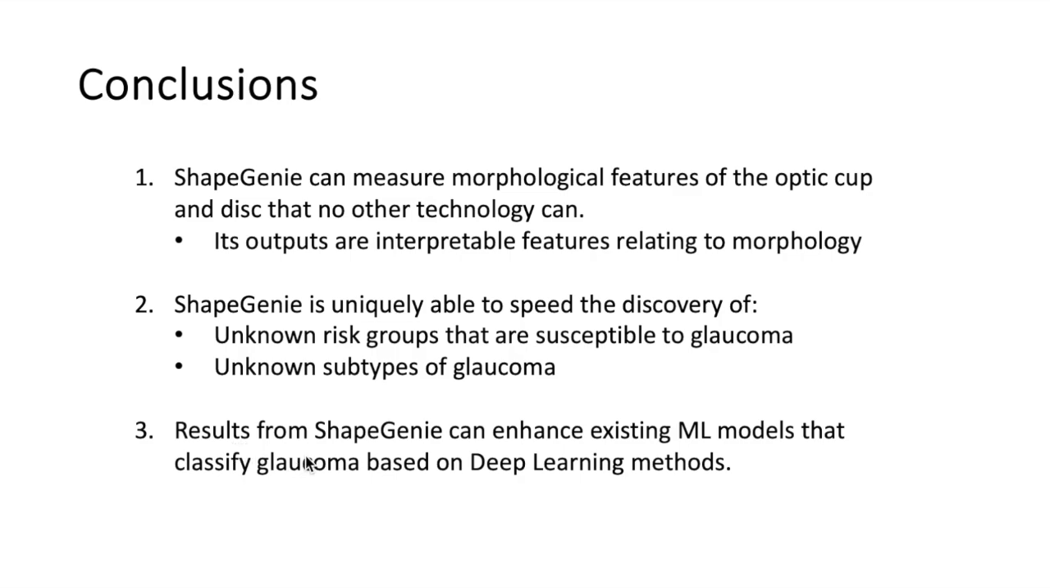Lastly, the results from ShapeGenie can enhance existing machine learning models that classify glaucoma based on deep learning methods. There are quite a few academic labs that have developed great models, and for-profit companies have commercialized their deep learning models to classify glaucoma. And all of these models can benefit from the way ShapeGenie measures morphology.